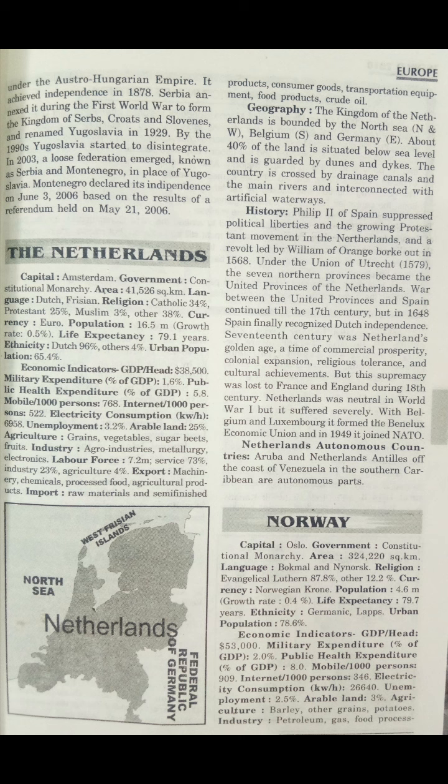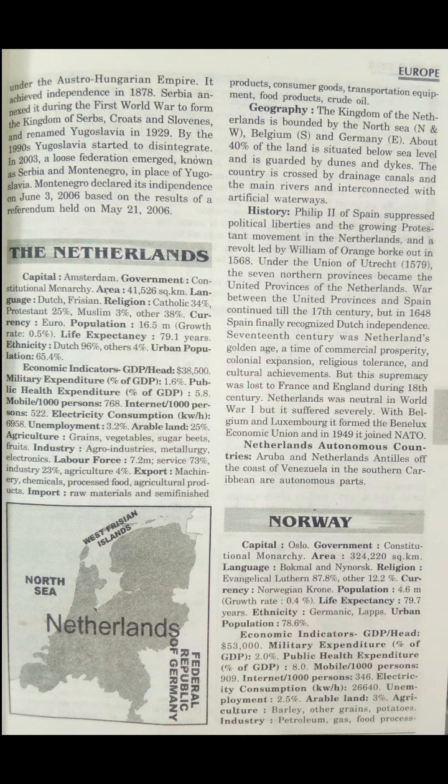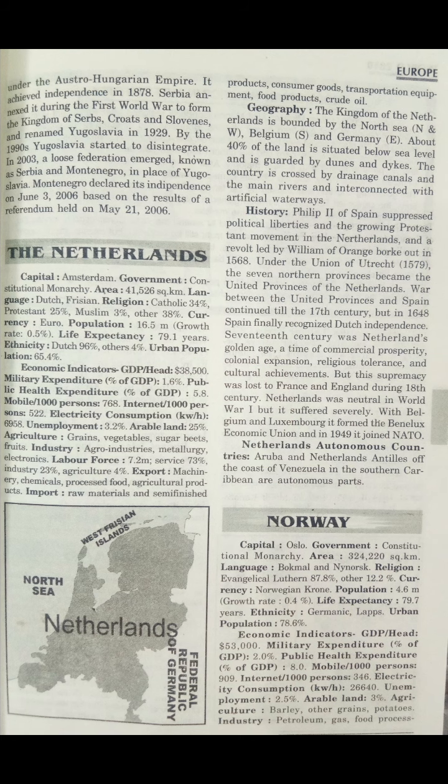The next country is Netherlands. Capital is Amsterdam. Government is constitutional monarchy. Area is 41,526 square kilometers. Language: Dutch, Frisian. Religion: Catholic 34%, Protestant 25%, Muslims 3%, other 38%. Currency: Euro. Life expectancy: 79.1 years.